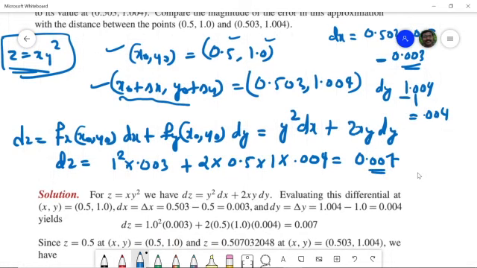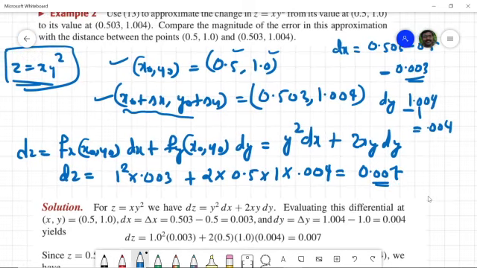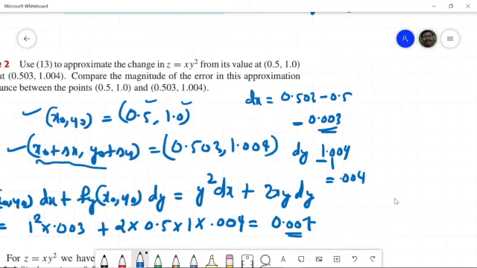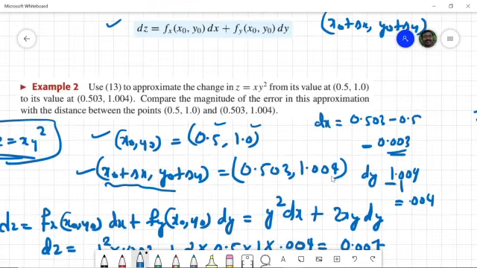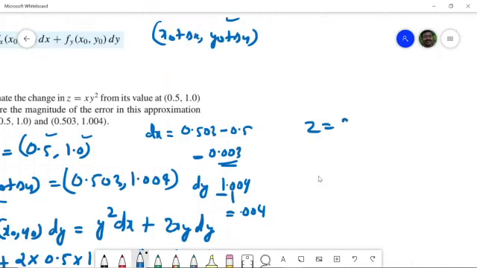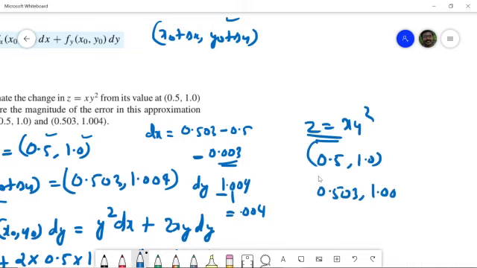Okay, now how is the error coming into this approximation? We will look at this with another approach. Our function is z is equal to x y square, yes. So what is the actual change here? My initial point was 0.5, 1.0. My new point was 0.503, 1.004. So the original change is obtained by substituting the new value into z, then taking the difference from the substitution of the initial value into z.